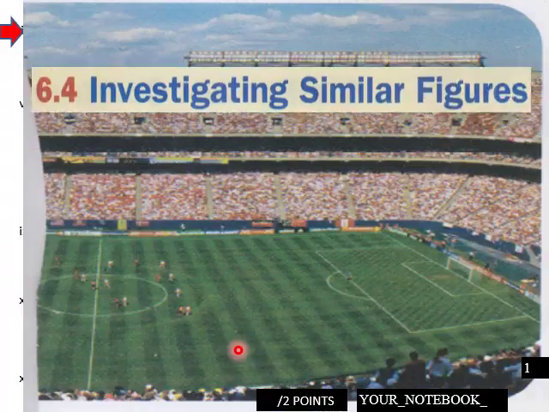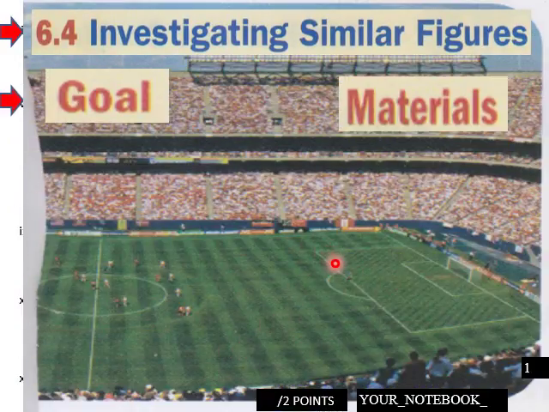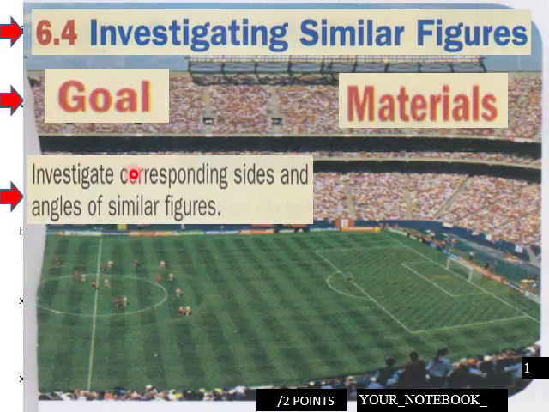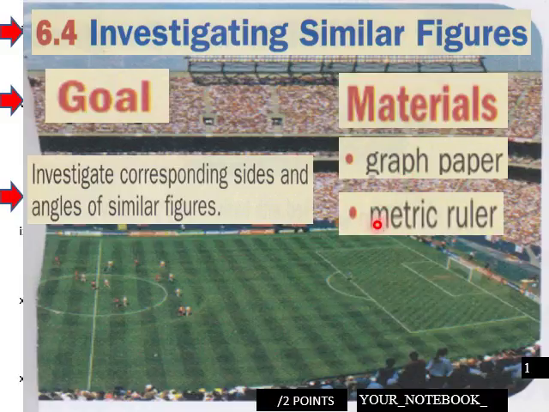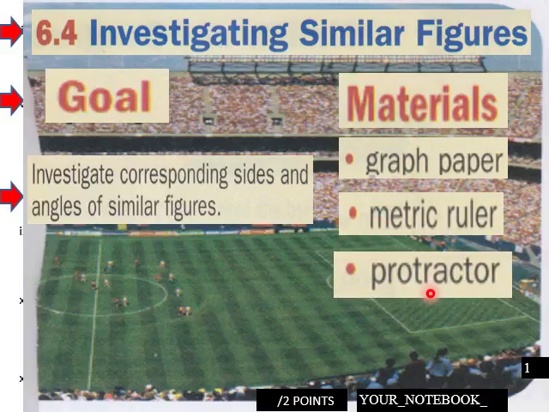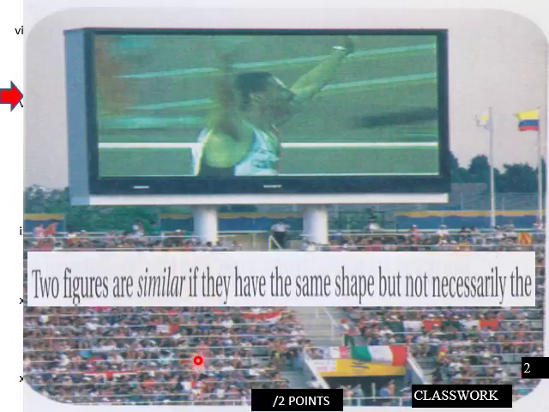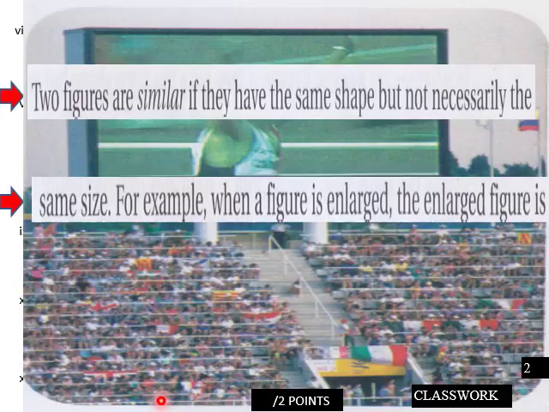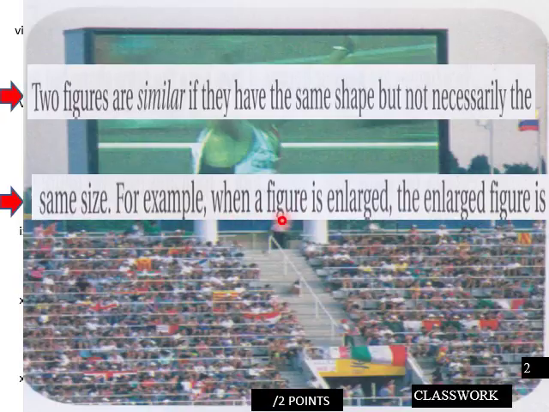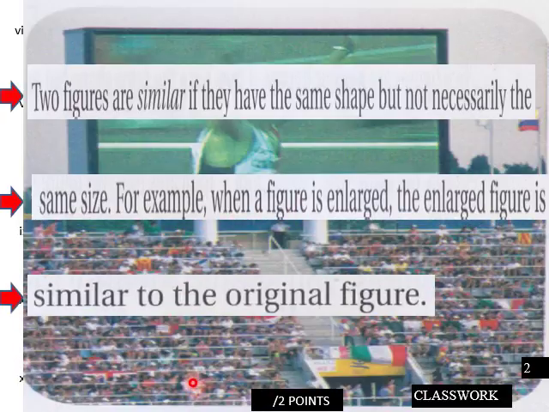Into our lesson today, investigating similar figures. We have a goal and material. The goal is investigating corresponding sides and angles of similar figures. What do we need? We need graph paper, a metric ruler, and a protractor. Two figures are similar if they have the same shape but not necessarily the same size. For example, when a figure is enlarged, the enlarged figure is similar to the original figure.